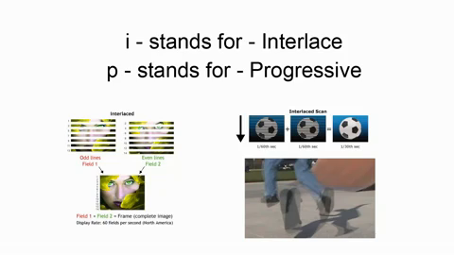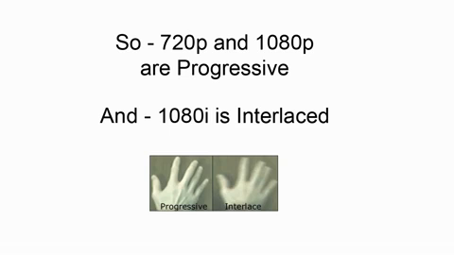Progressive images, on the other hand, display the image all at once. The downside to this is that it takes a lot of memory and a lot of processing power for the cameras and the televisions to display progressive images.